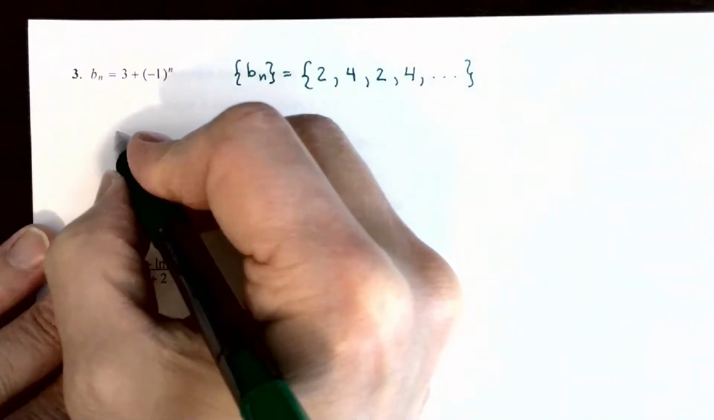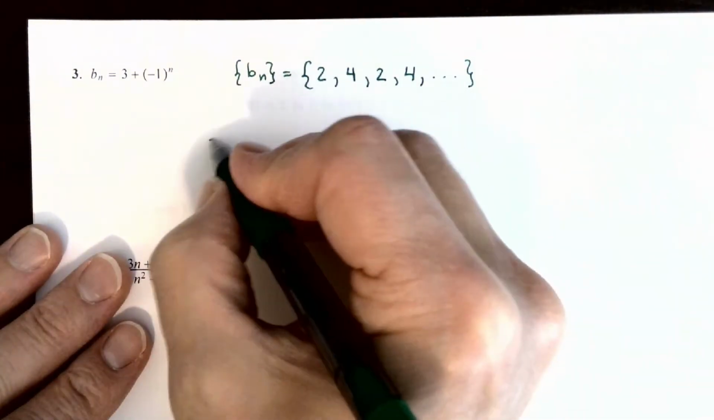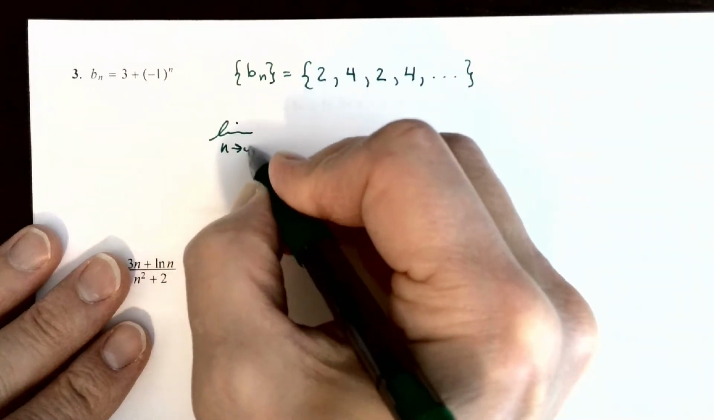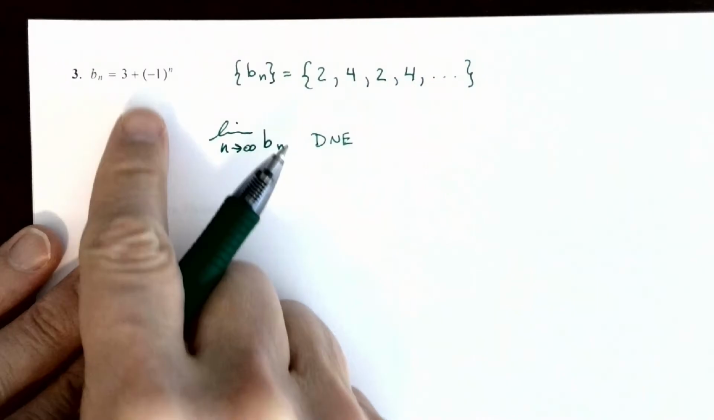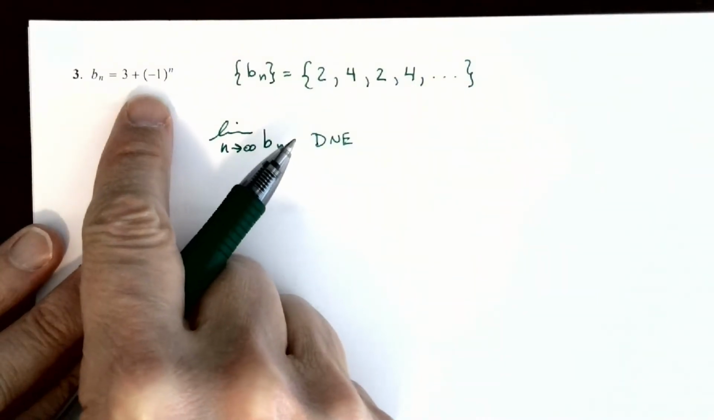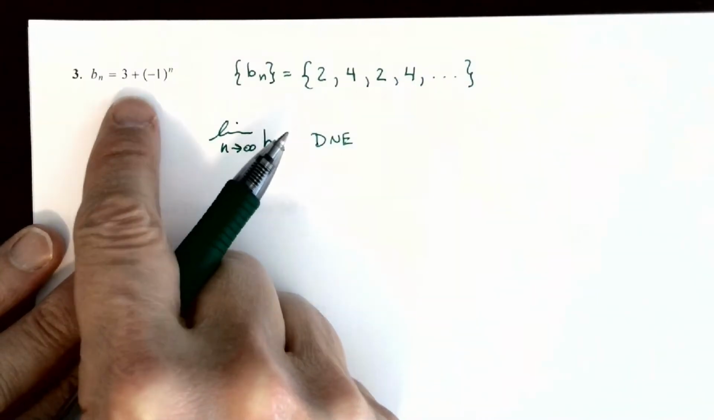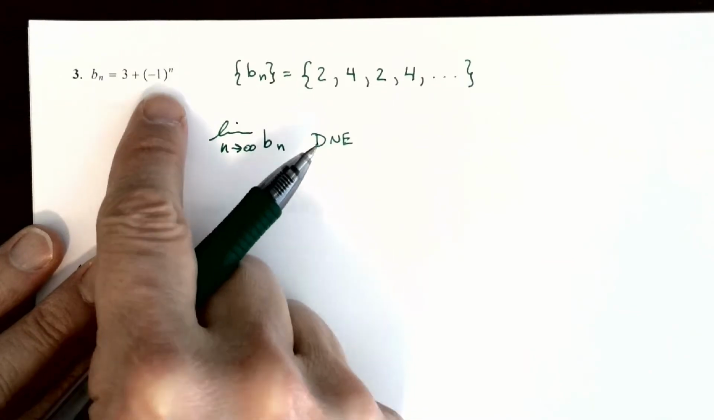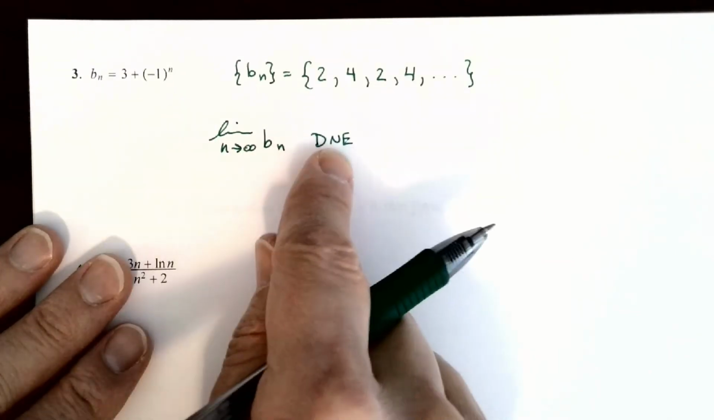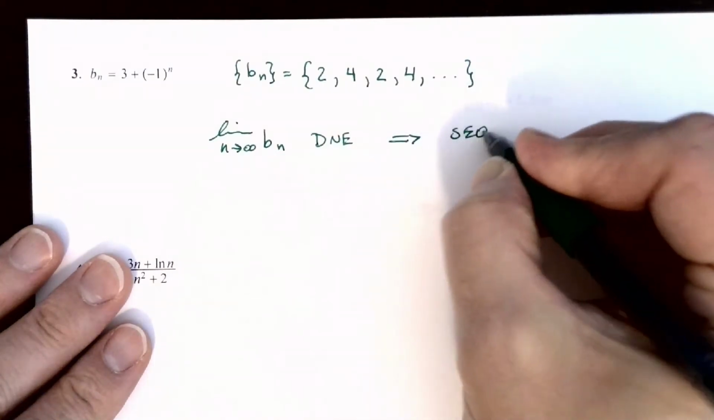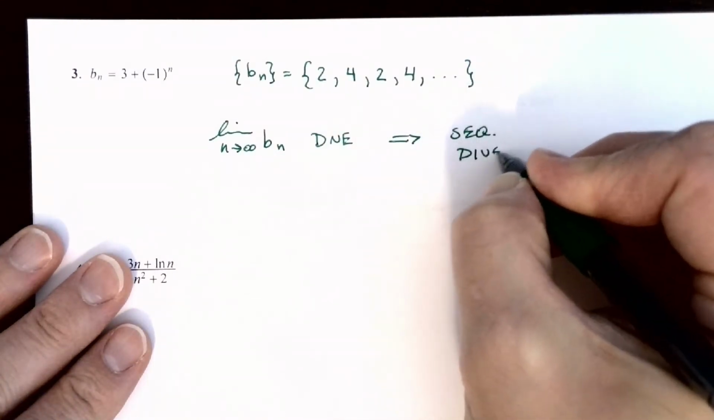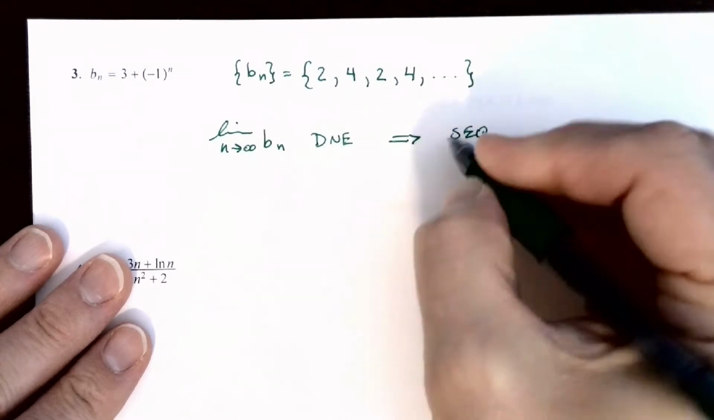So what is the limit of this sequence, the limit as n goes to infinity of b sub n? Well, it does not exist. The problem is this negative 1 to the n is what I call a sign changer, because it's bouncing back and forth between 1 and negative 1. We never settle down to anything. And therefore, the sequence in this case diverges, or is divergent.